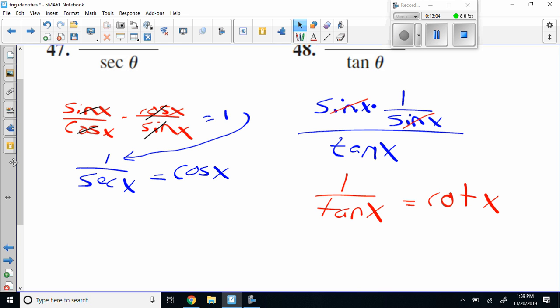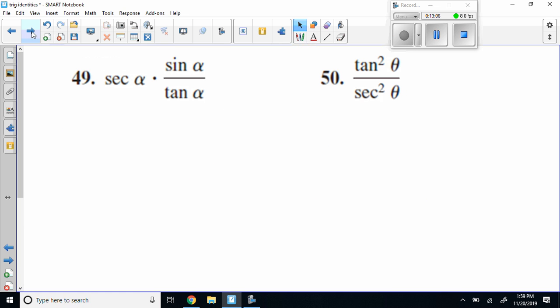Okay, let's go have some more fun. I know. Let's make it worse. Yes, 49. You got a minute. Think about what you can do to it. Old school fractions. Okay? Write it out long ways. Go.